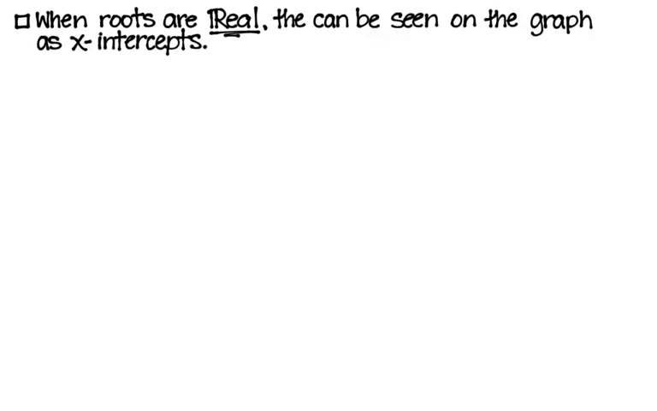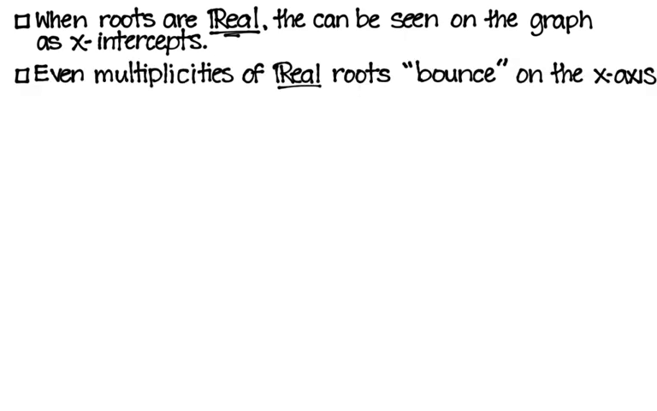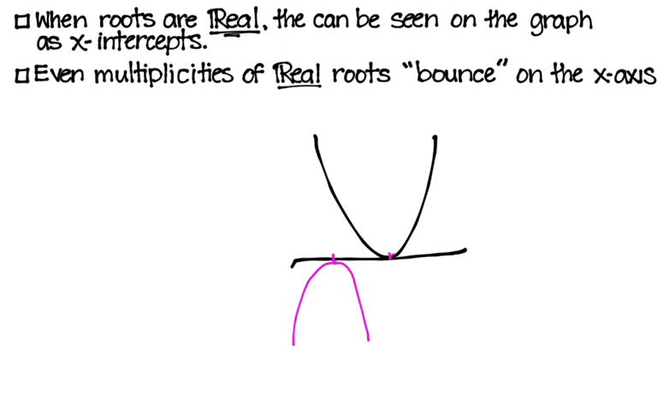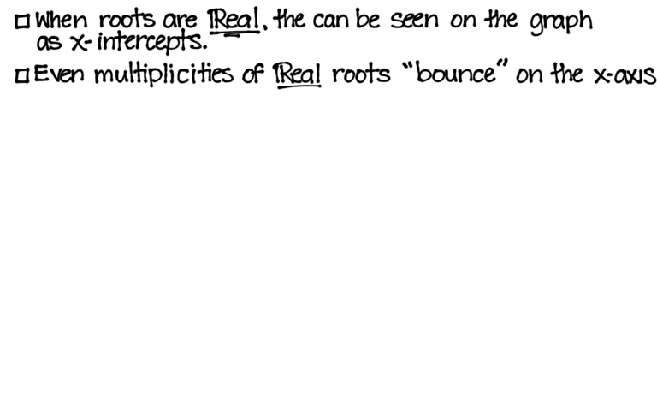When the roots are real, we can see them when we graph the polynomial, and we see them as x-intercepts. When there's even multiplicities, like if there's 2 zeros at 5, then it will bounce in the graph. It will bounce at 5. It could either bounce up, where we could have something that looks like it's bouncing up like this on the x-axis, or it could be something that is bouncing down like this. Either way, those are called bouncing. So we have bouncing if there's an even number of multiplicities. It could be 2 or 4 or 6 or 8, things like that.